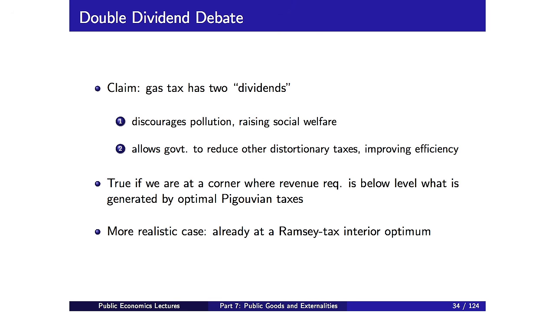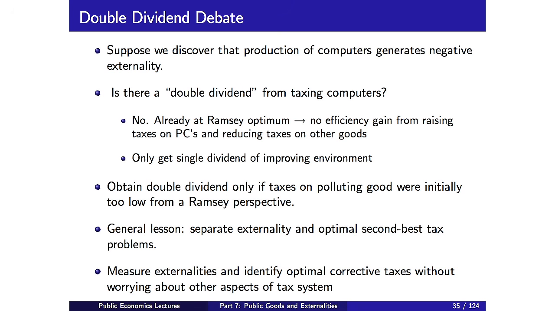So the more realistic case is we're already, let's say, at a Ramsey tax interior optimum, okay? And now I wanted to talk about exactly the question I think you had asked: suppose we discover a new thing that generates a negative externality. Suppose somebody comes along and says the production of computers actually generates negative externalities. Is there a double dividend? Is there twice as large a benefit from taxing computers once we've made this discovery? And the answer is no, if you started at the Ramsey optimal tax system.